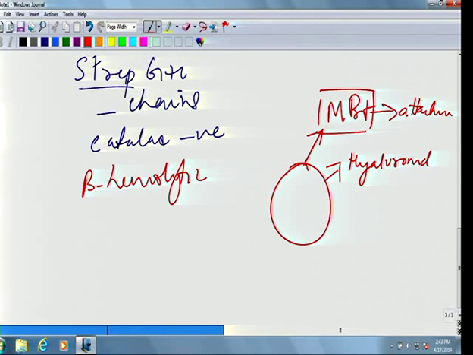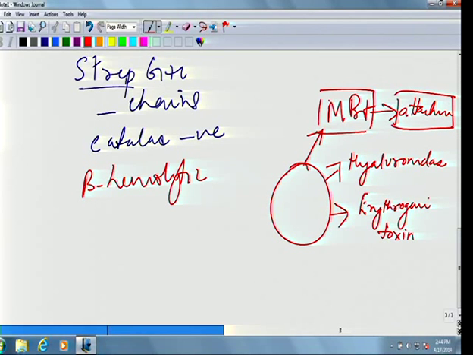Hyaluronidase. Anything else? Streptolysin, and then erythrogenic toxin. So let us focus on these three. The M protein is used by the bacteria to adhere. It's also closely associated with lipoteichoic acid. What's the association of M protein with a disease? How does the bacteria use M protein?